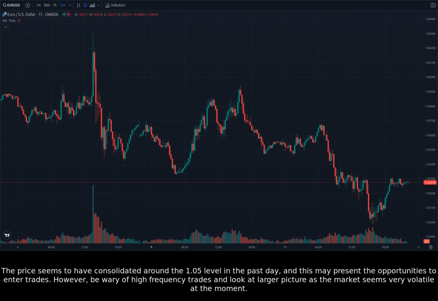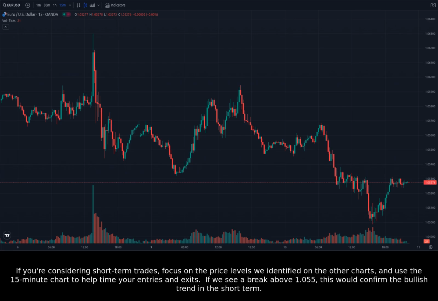The price seems to have consolidated around the 1.05 level in the past day, and this may present opportunities to enter trades. However, be wary of high-frequency trades and look at the larger picture as the market seems very volatile at the moment. If you're considering short-term trades, focus on the price levels we identified on the other charts and use the 15-minute chart to help time your entries and exits.